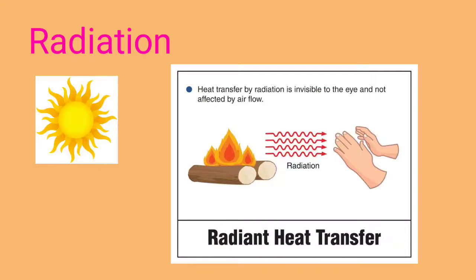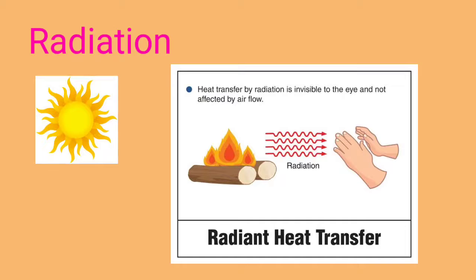The last process is radiation. Heat transfer by radiation is invisible to the eyes and not affected by airflow. From the sun, we get heat and light by the radiation process. No medium is required for the process. See, when we sit in front of a heat source, that is burning wood, you can feel the warmth from the heat source, isn't it?